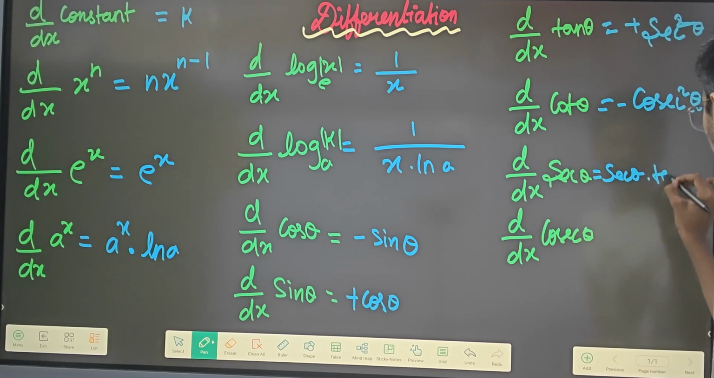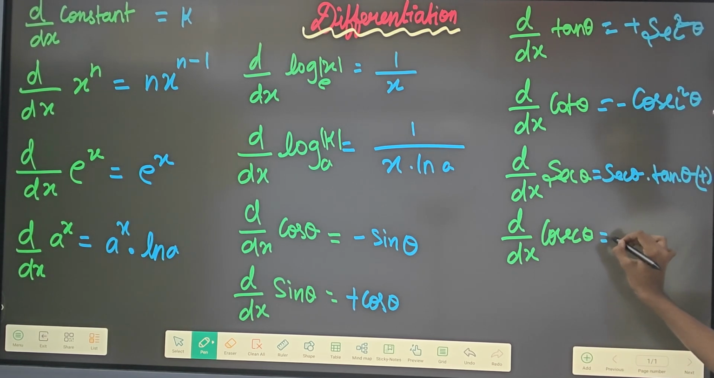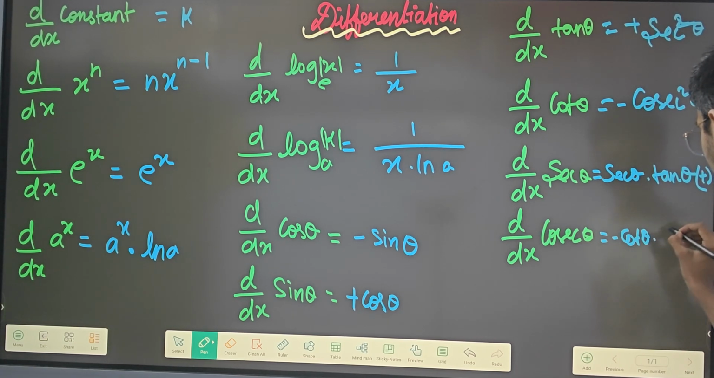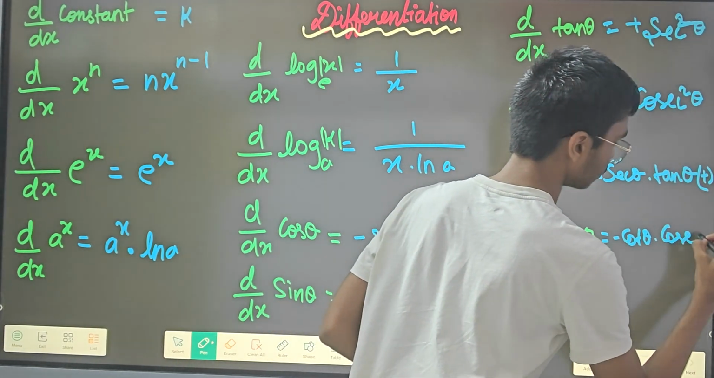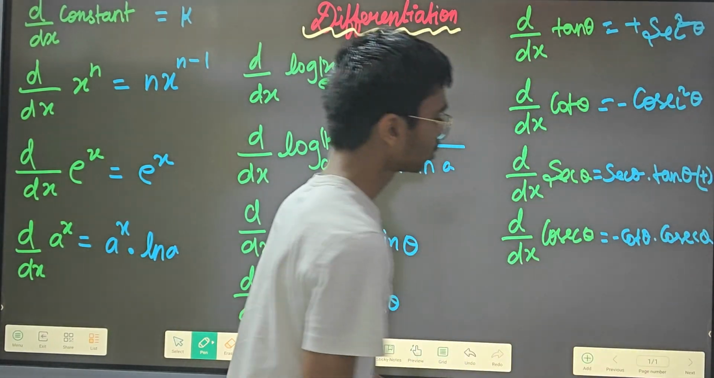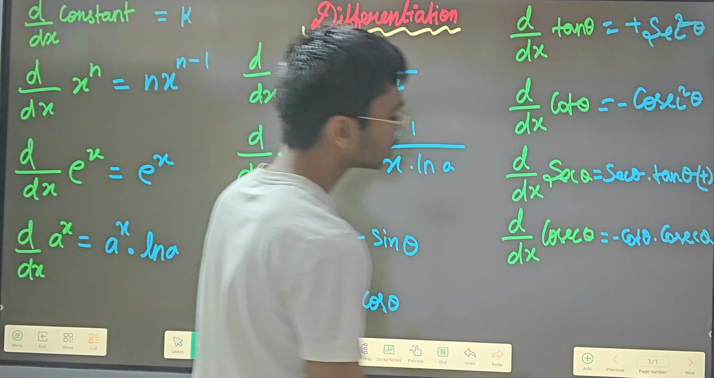Sec theta into tan theta. The thing is, it is possible, that alone you have to note. Here it is going to be negative cot theta into cosec theta. Okay, cot theta into cosec theta. Okay, so minus cot theta into cosec theta.